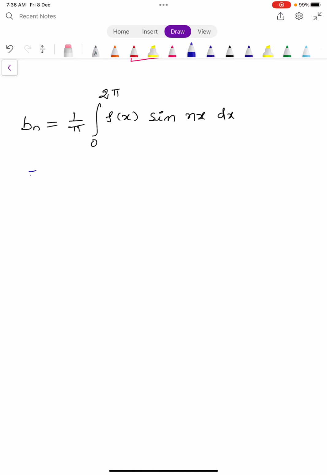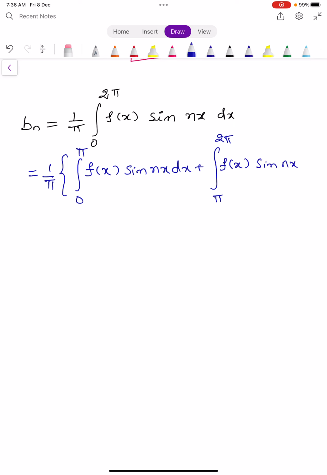Here also you can write like this: 1 by pi integral 0 to pi f of x sine nx dx plus integral pi to 2 pi f of x sine nx dx. So again same, in the interval from 0 to pi the value of f of x is 1. Here the value of f of x is 0. So obviously this second integral is completely 0.